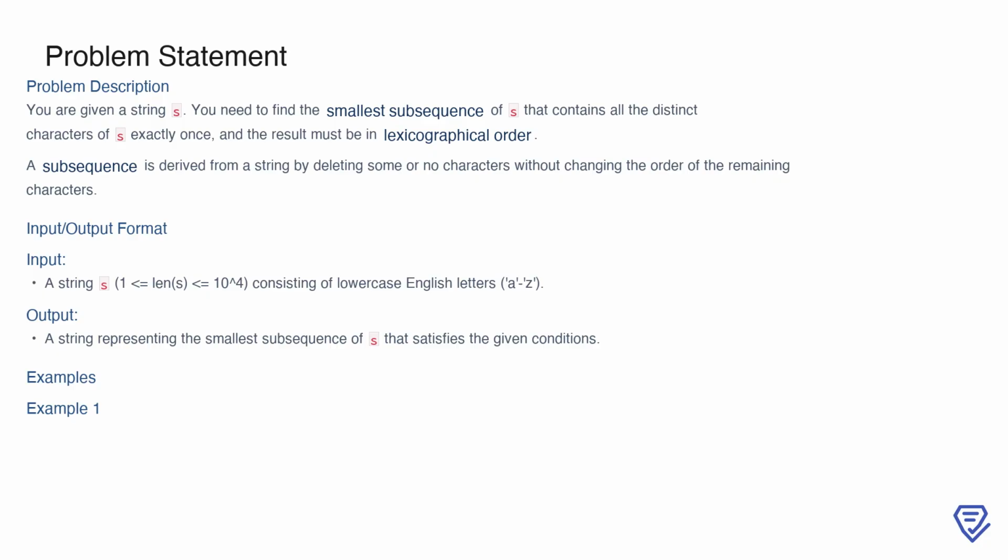For example, in the string ABC, AC is a valid subsequence, but CA is not, because the order of the characters cannot change. The input to this problem is a string S of lowercase English letters, with a length between 1 and 10,000. The output is a string representing the smallest subsequence that meets the criteria. Let's now look at some examples to better understand the problem.